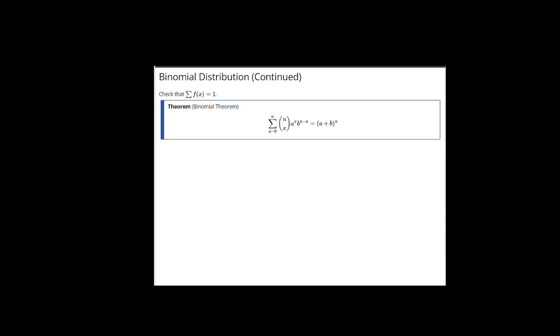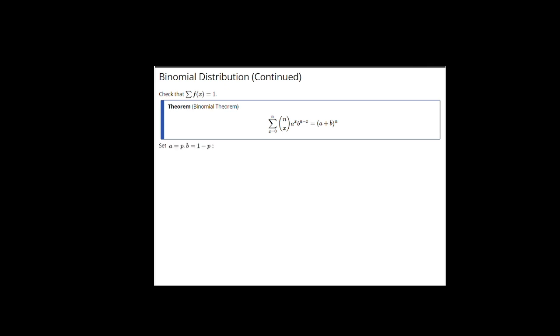Of course, we should also check that f of x is a genuine probability function. They're obviously non-negative values, but do they add to 1? To this end, we require the binomial theorem, which says that when you add n choose x, a to the x, b to the n minus x, over all x from 0 up to n, you obtain the expansion of (a plus b) raised to the power n.